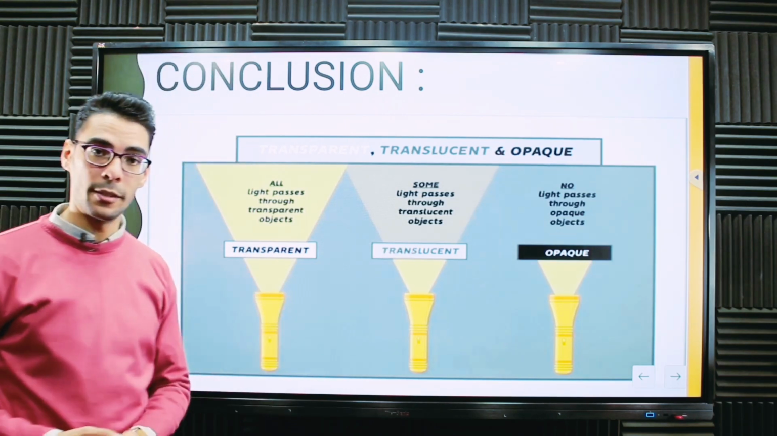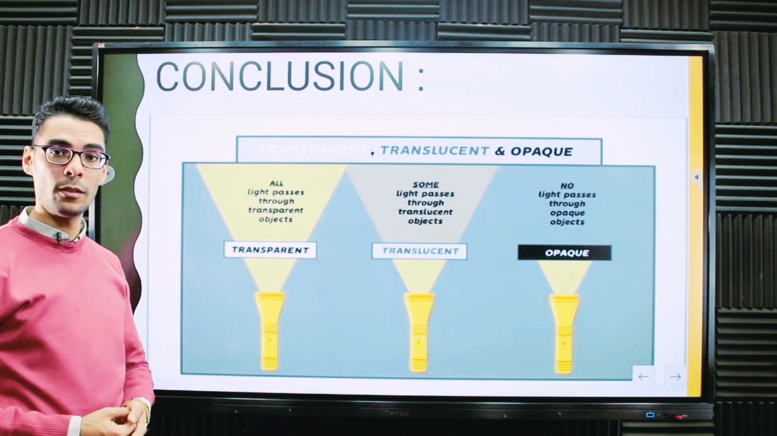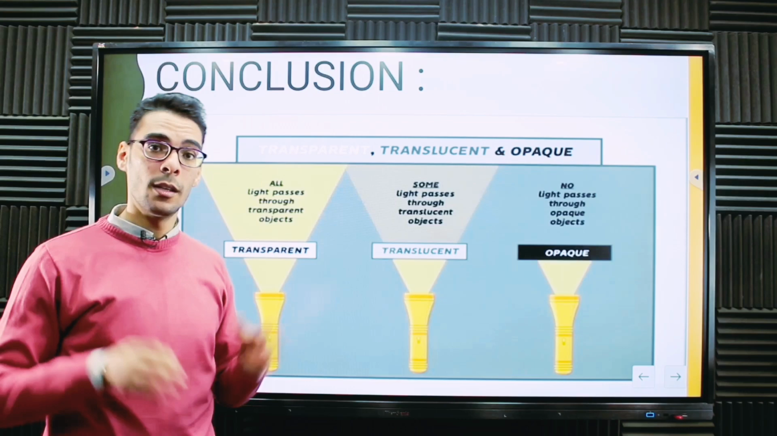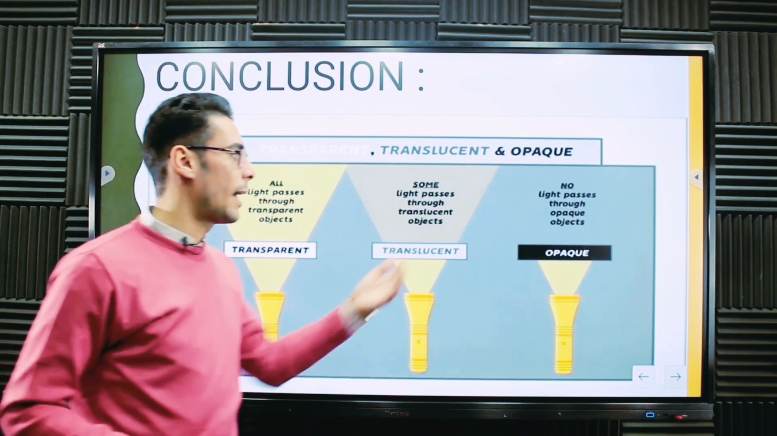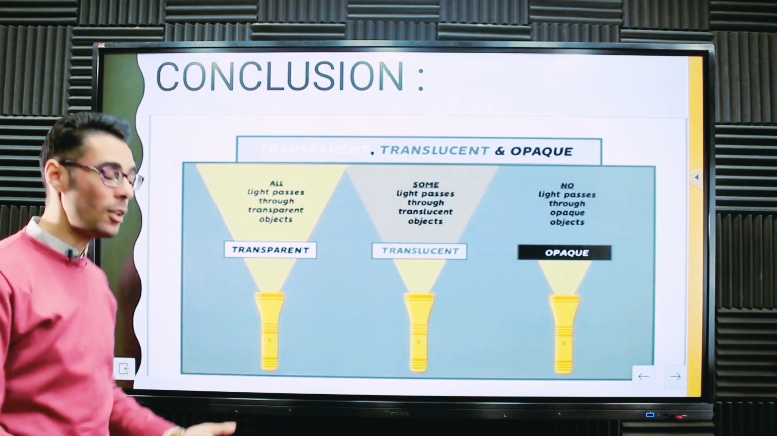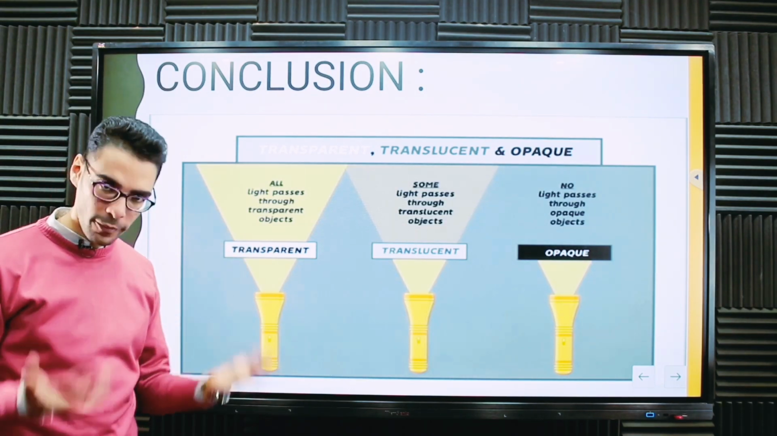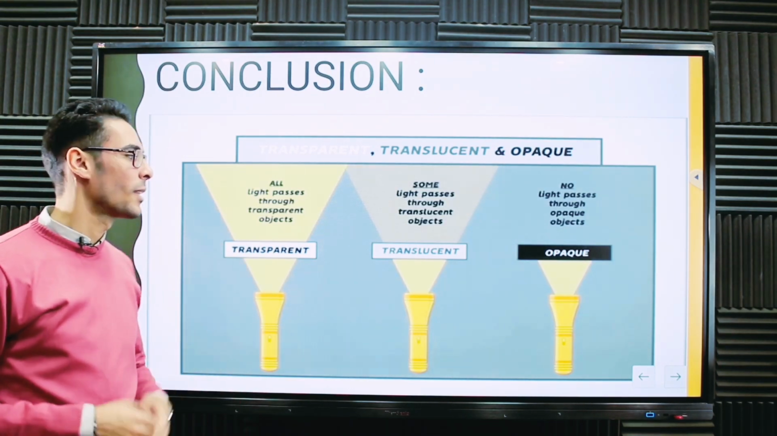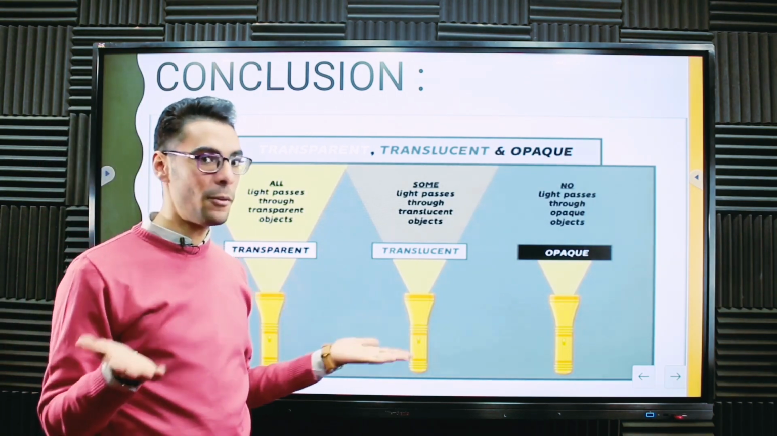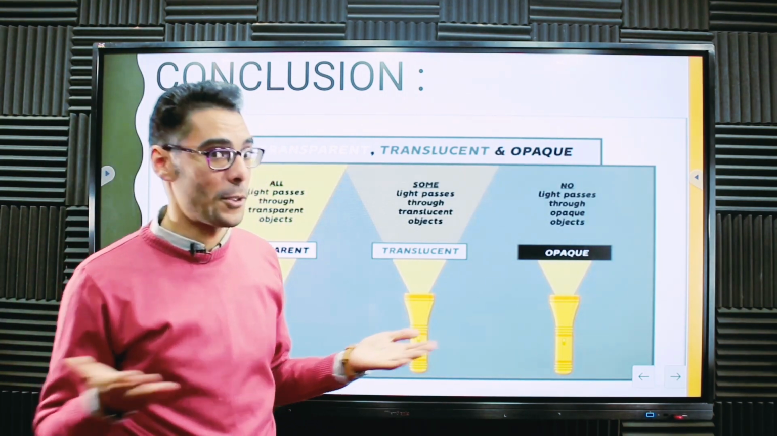We have 3 main parts, which is a transparent one, a semi-transparent one, sometimes we call it translucent, and the last one is opaque. The transparent object allows all light rays to pass. Most of the light rays can pass through them. And the translucent allows some of the light rays to pass, the other types no.